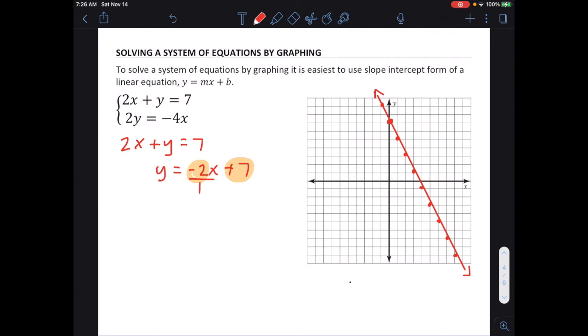All right, the second one, 2y equals negative 4x. So we can graph this. Well, first we have to convert it to slope-intercept form. So we just have to divide everything by 2. So we have y equals negative 2x. And there's no y-intercept. There just isn't a number there. So the one thing we can add that isn't going to change anything would be 0. So that's our y-intercept.